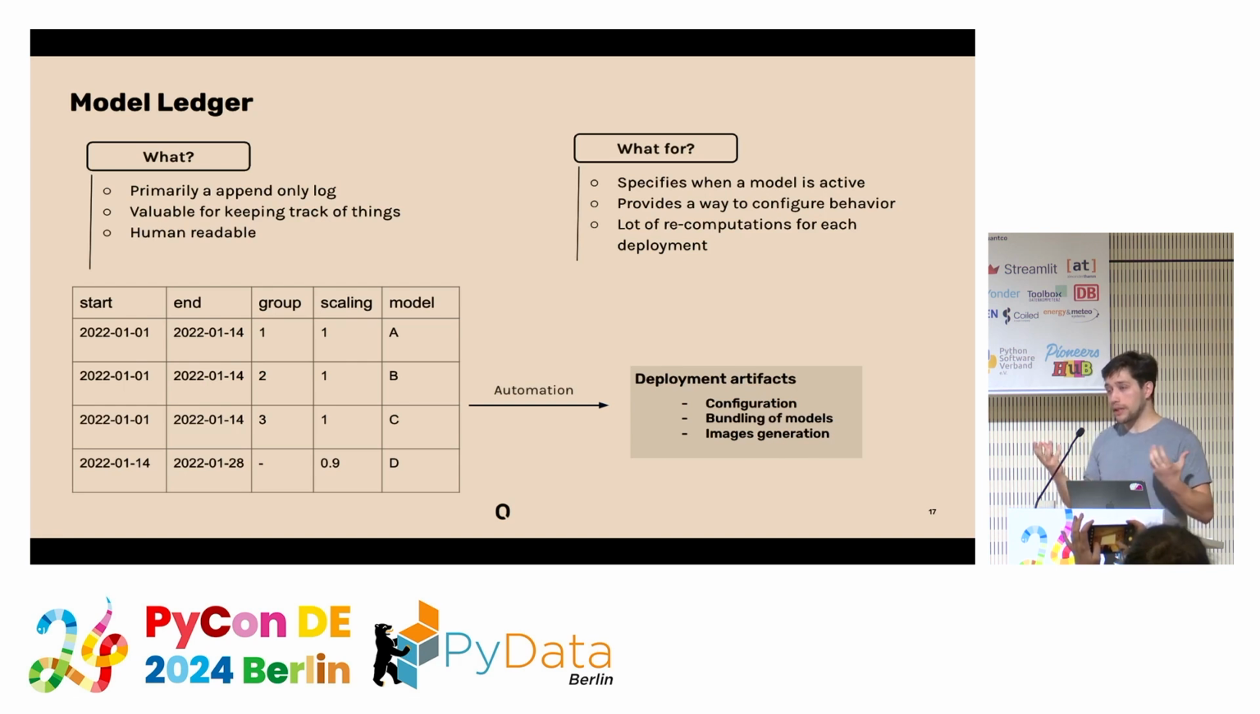And the whole point is that we have to build automation around this definition to then actually produce the deployment artifacts that we want. Let's say configuration, build, packaging, and building models, which can be very broad, and the generation of images if you're deploying in a Kubernetes environment or something that is container orchestration.